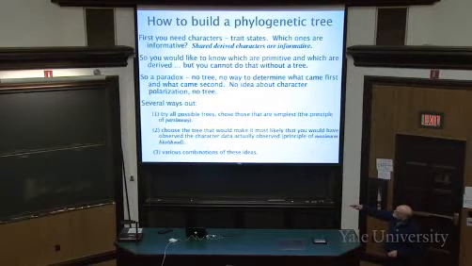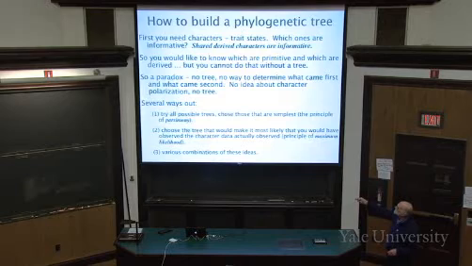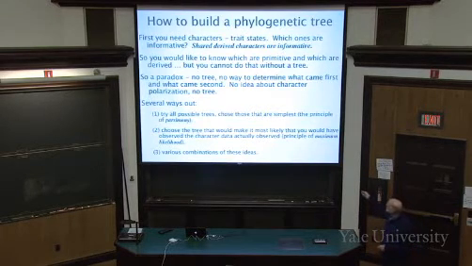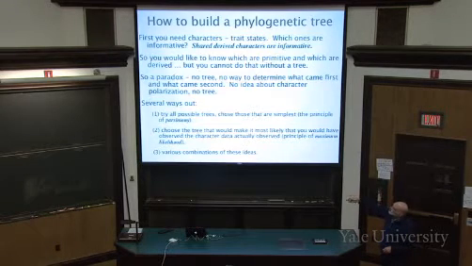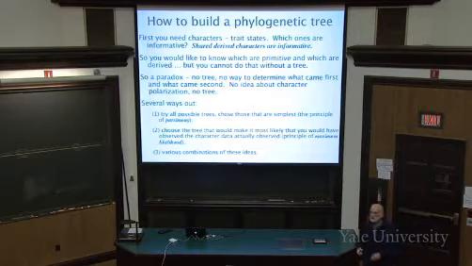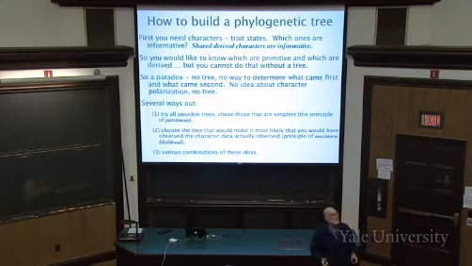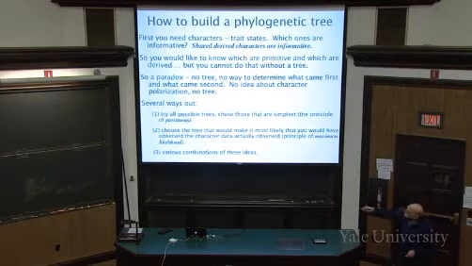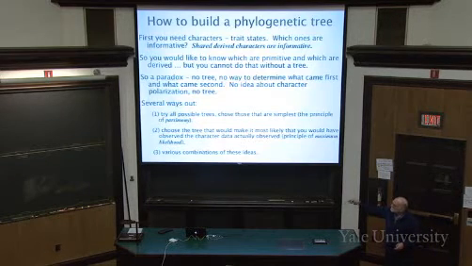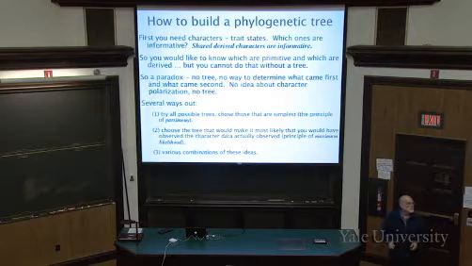Or you could choose the tree that would make it most likely that you would have observed the character data that you actually did observe. That's called the principle of maximum likelihood. And in fact, in the computer programs and in the theoretical arguments that go on in phylogenetics, these are two of the main themes, and many of the methods combine them in various ways.